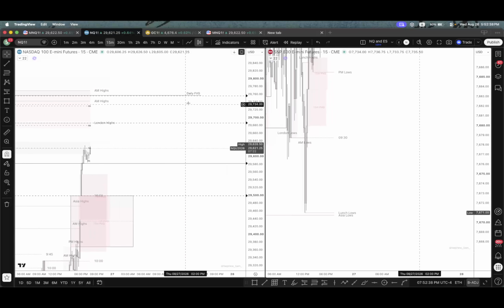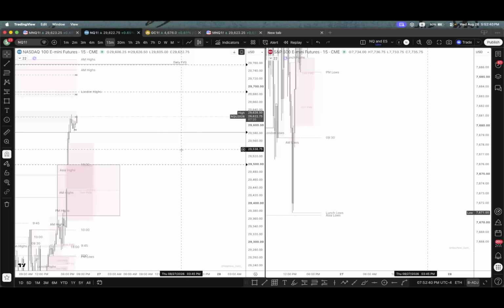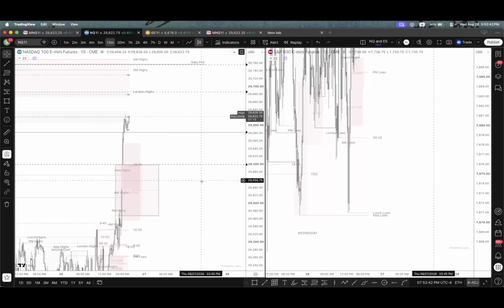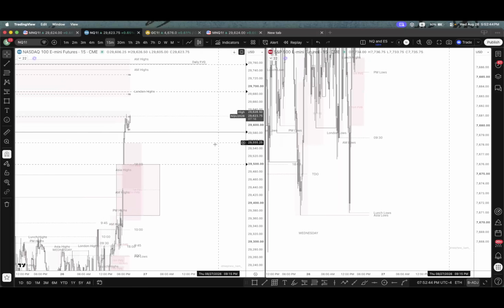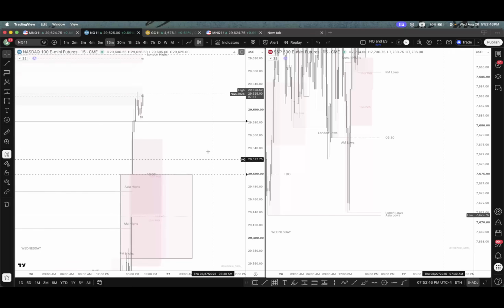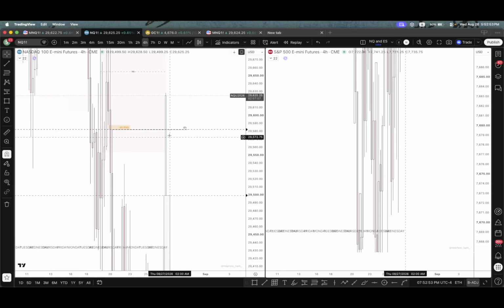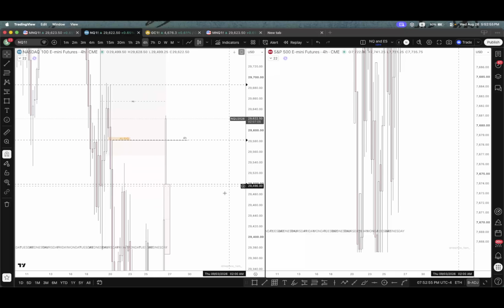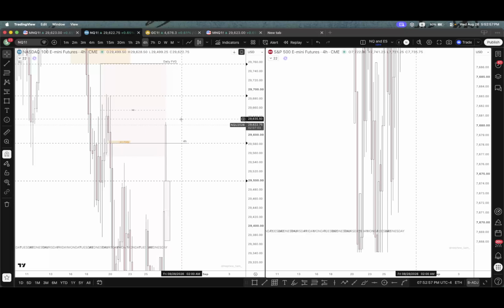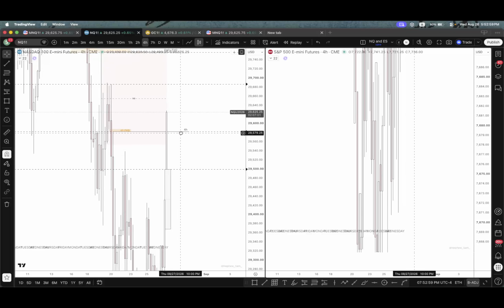Oh yeah, this is London high alert, this is the daily fair value gap. This one's the vacuum block, and this one's a 4 hour fair value gap here. Okay, nice. I'm not really anticipating anything to happen right now with this 4 hour, because we're already through it, right? We didn't have an initial reaction.